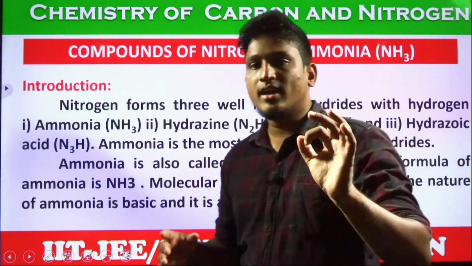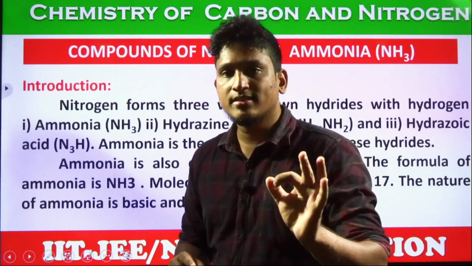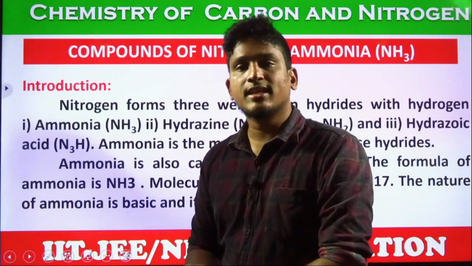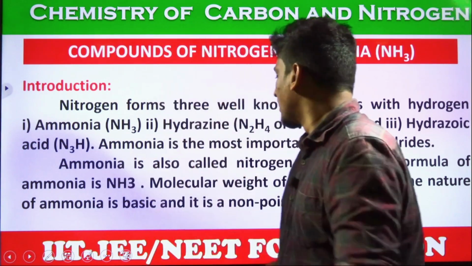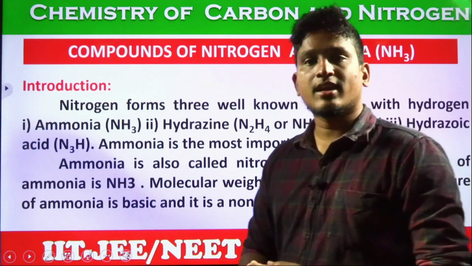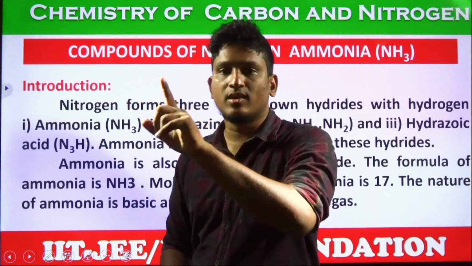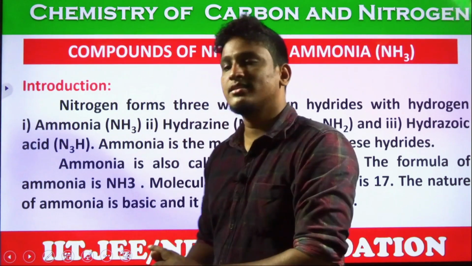Ammonia is not a chemical name, students. Ammonia is a general name. What is the chemical name of ammonia, NH3? Nitrogen trihydride, and its molecular weight is 17 grams. Nitrogen is 14, hydrogen is 1, and 3 are there, so 14 plus 3, 17 grams.